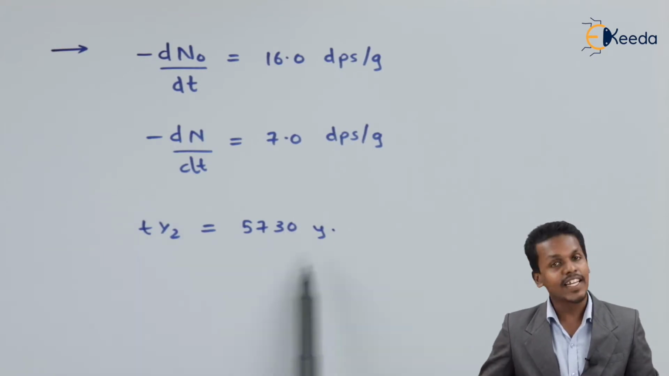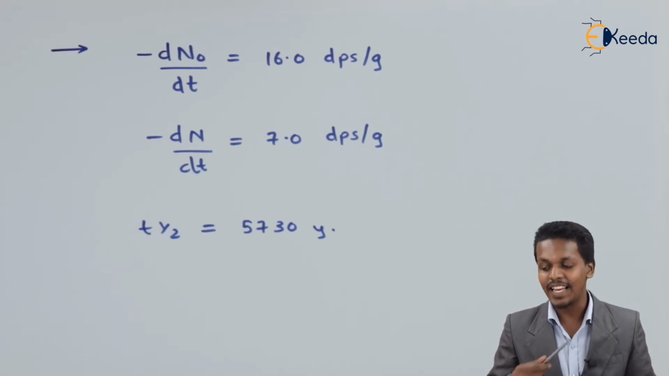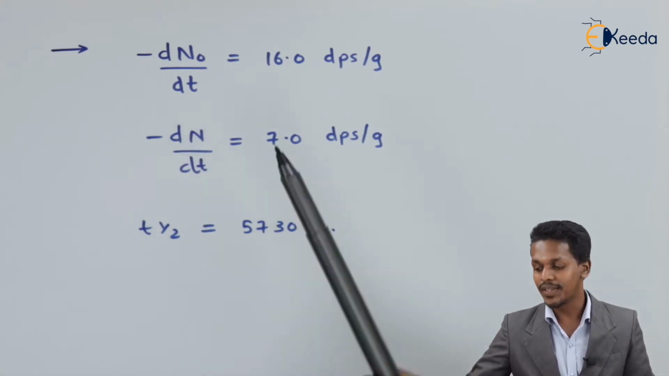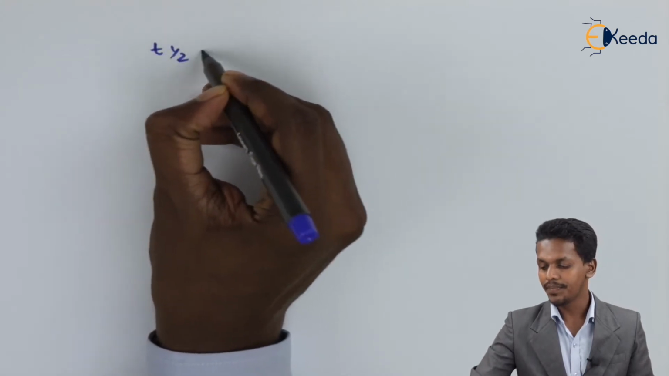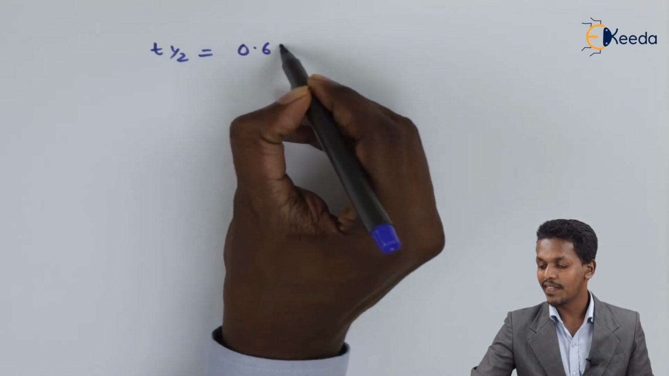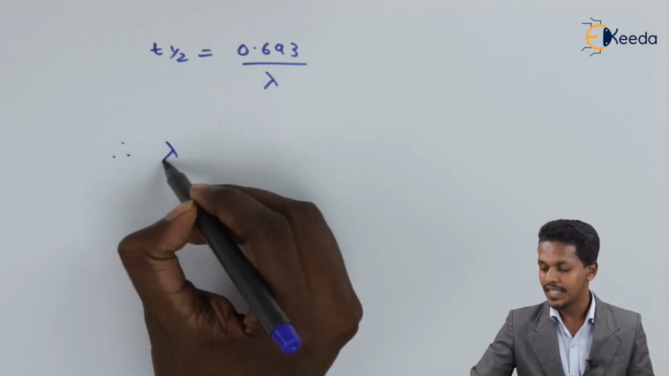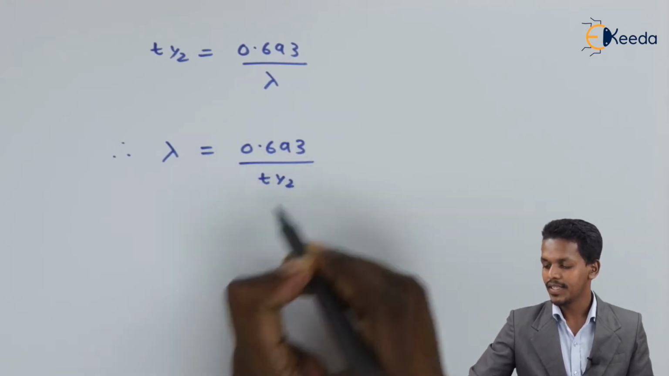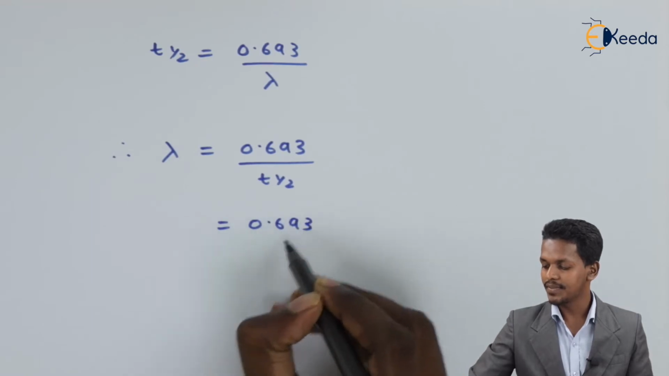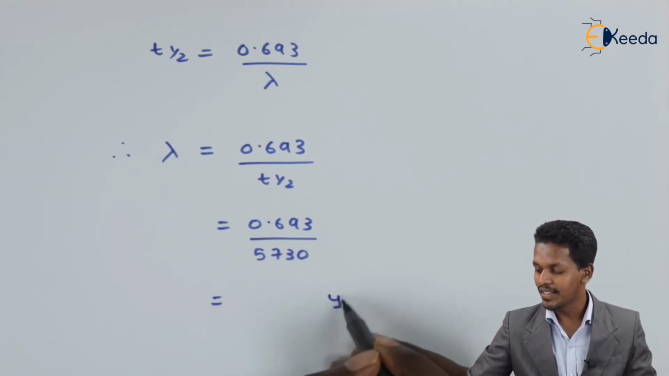Based on this data we can easily estimate the decay constant, that is lambda. So let us find lambda first, and then we'll talk about the time required to change from 16.0 to 7.0 dps, that is disintegration per second. As we already know, T half is equal to 0.693 divided by the decay constant. So we have to find the decay constant. The decay constant is equal to 0.693 divided by the half-life. The half-life given to us is 5730 years, so the decay constant will have a unit of year inverse.